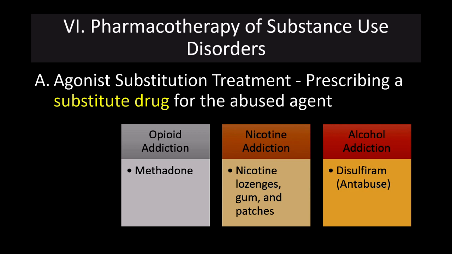So that gets us then to some pharmacotherapies of substance use disorders. The first way we can treat a substance use disorder is with an agonist substitution treatment. And this is where we prescribe a substitute drug for the abused agent. So in the case of opioid addiction, we might prescribe methadone, or buprenorphine is a newer partial agonist. With nicotine addiction, we might provide substitute nicotine. We can also use a drug called varenicline to treat nicotine addiction that actually alters the response to nicotine. And then finally, with alcohol addiction, disulfiram, which is Antabuse.